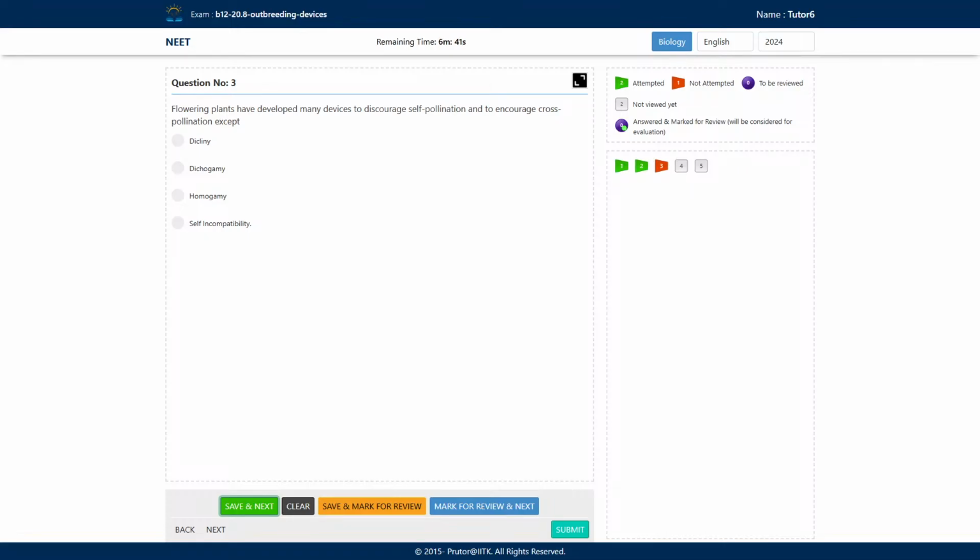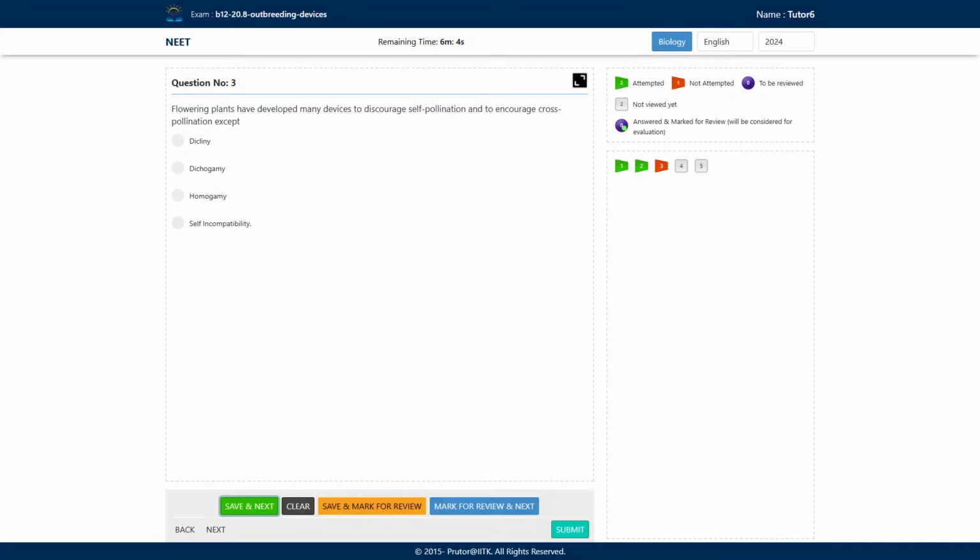Third question: flowering plants have developed many devices to discourage self-pollination and to encourage cross-pollination, except... So the options are A. Dioecy, B. Dichogamy, C. Homogamy, and D. Self-incompatibility. All the phenomena here discourage self-pollination and encourage cross-pollination except one. That is homogamy.